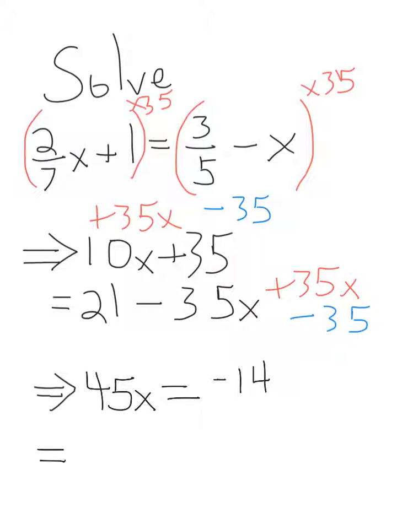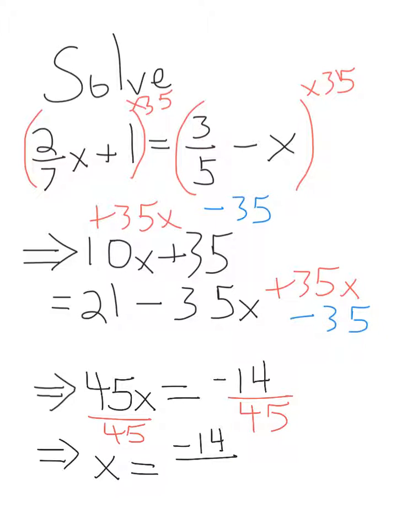And now we just divide both sides by 45, and we're done. We get that x equals negative 14 over 45. And we don't have any common factors in the numerator and denominator of our answer, so we can't simplify that. So this is the answer here.